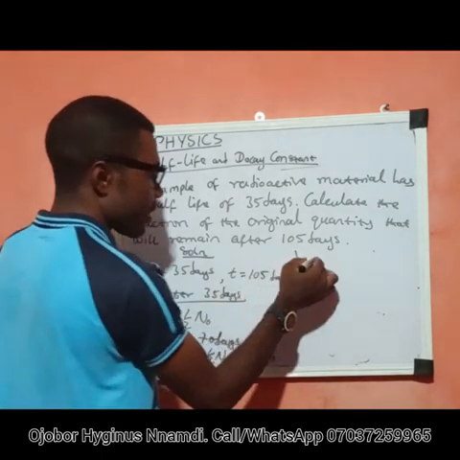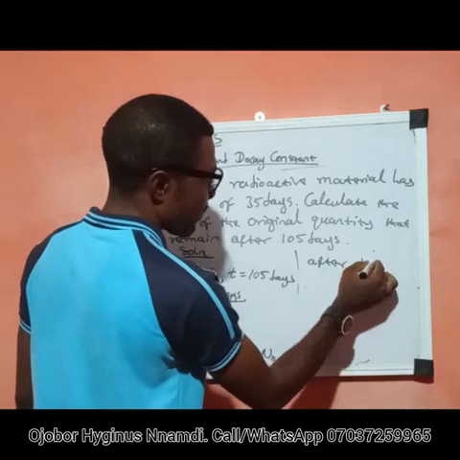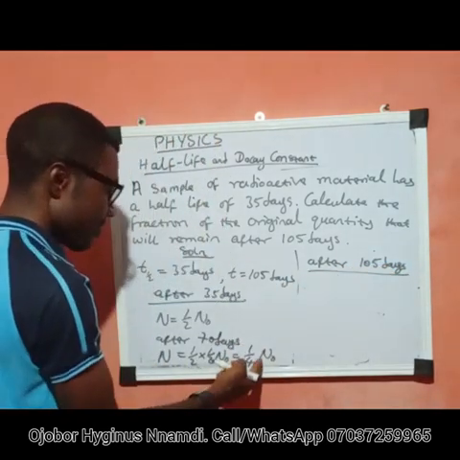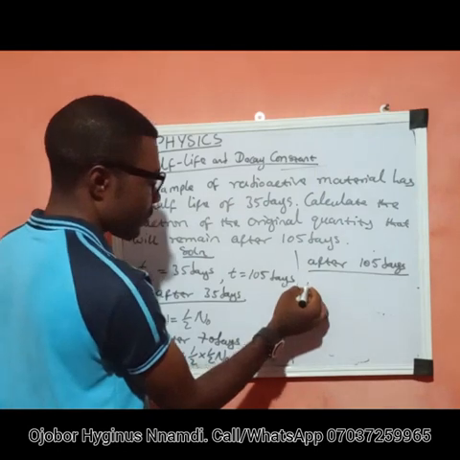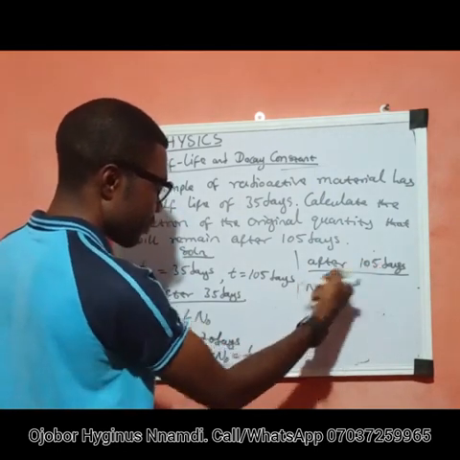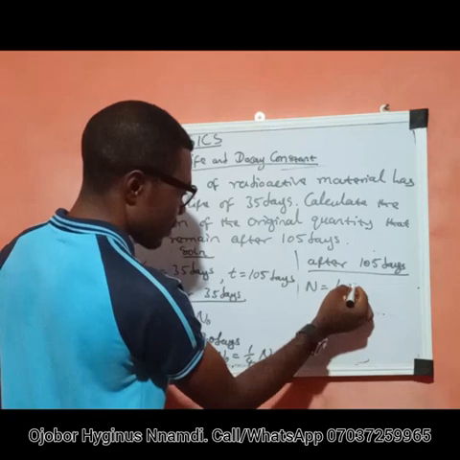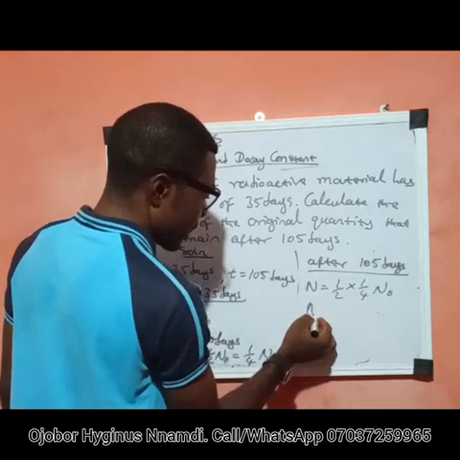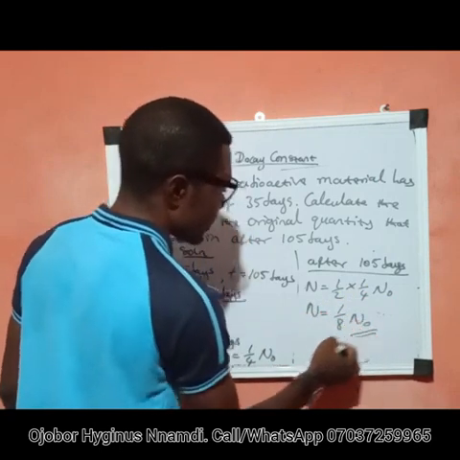Then after another 35 days, which is after 105 days, remember, this is what is remaining. 1/4 is remaining after 70 days. So after another half-life, if you add 35 to 70, that is 105, half of 1/4 N naught will remain, and that will give us 1/8 N naught. You see, we are getting the same thing.